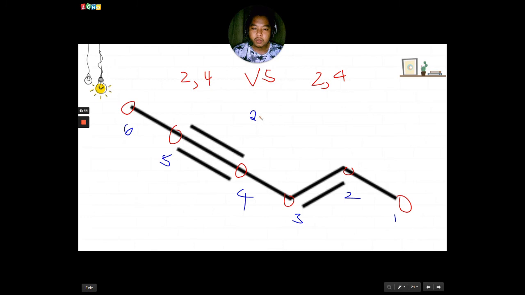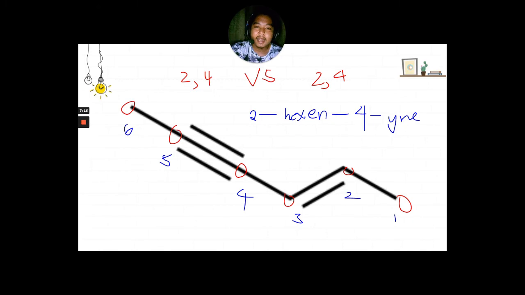So, I have a 2 on my double bond. So, the name of the double bond always come first, tapos last yung triple bond. So, 2, 6 siya. So, hexene dapat with E, pero we drop the E. So, hexene. And then, we have 4. The position of triple bond, Y and E. So, 2 hexene, 4 Y and E. So, there you have it, ladies and gentlemen, the 5 rules in naming alkynes.